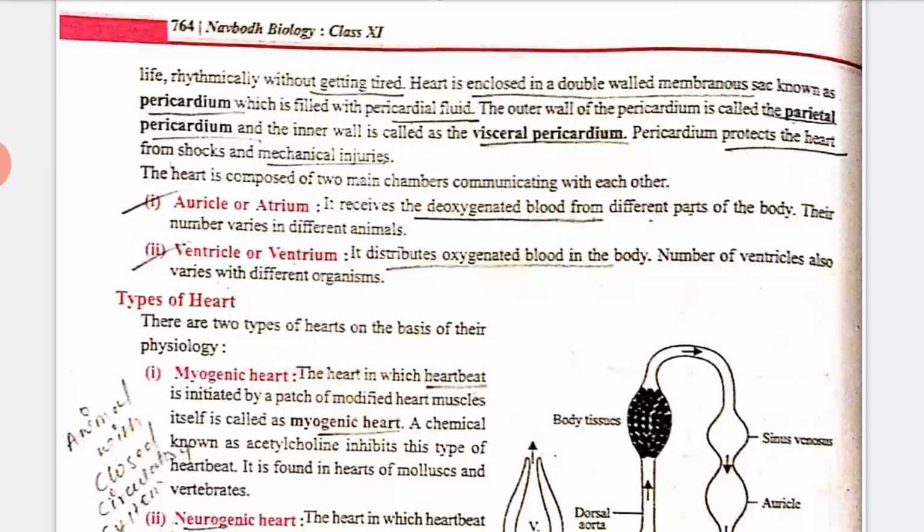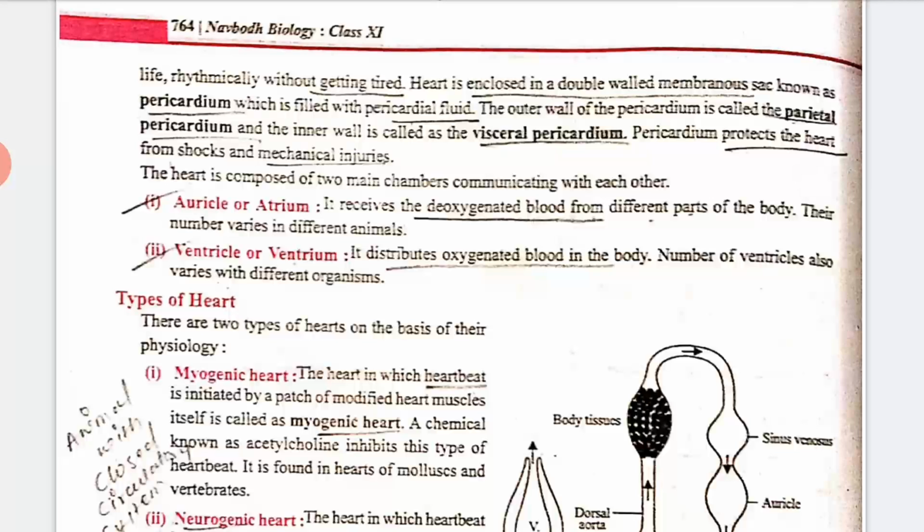Clear? The outer wall of the pericardium is called the parietal pericardium, and the inner wall is called the visceral pericardium. So the pericardium protects the heart from shocks and mechanical injuries.